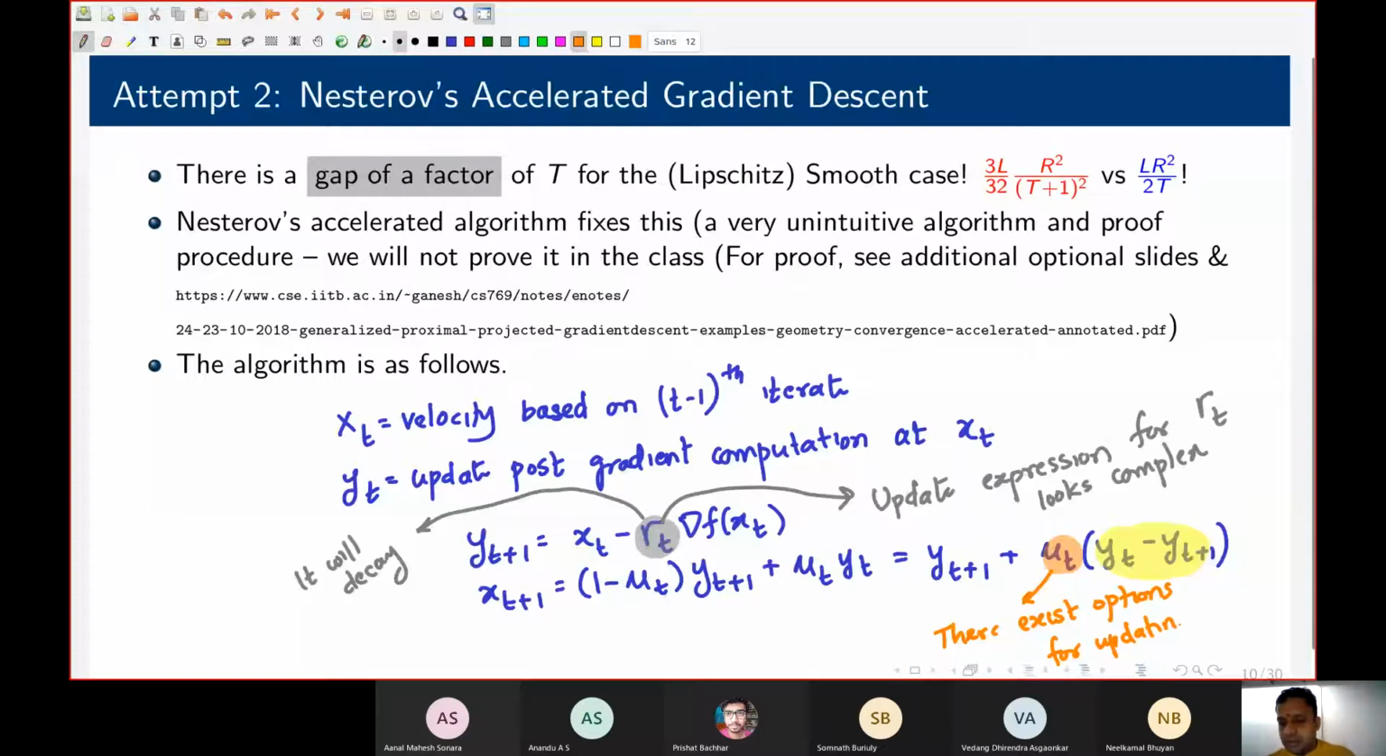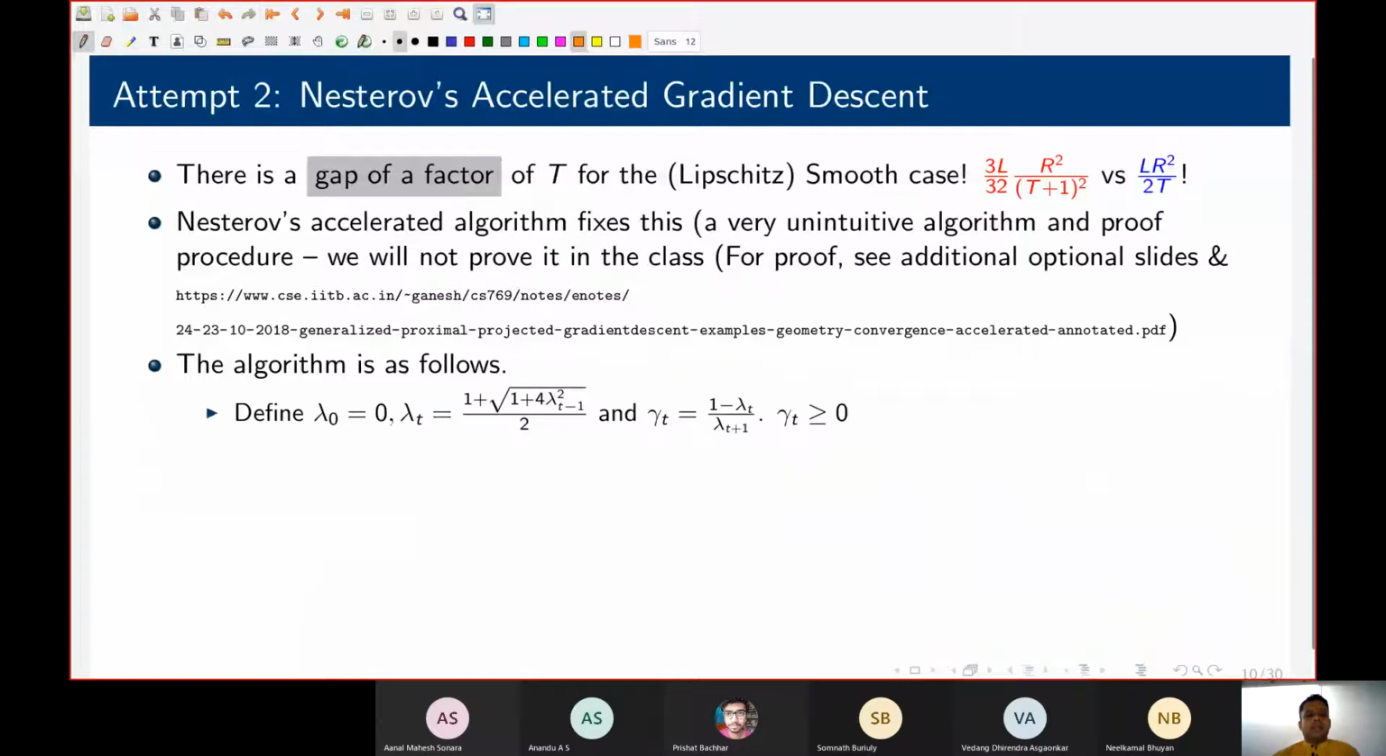There exist options for updating mu t. So it'll be nice if you can write this down so that you don't get caught up in the details in the next slide. Can I move on? Okay, so now the slightly messy part.